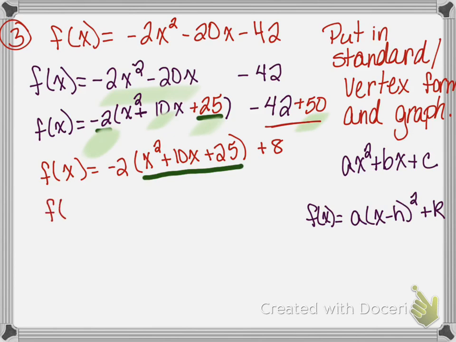So I have f of x equals negative 2 times (x plus 5) squared plus 8. Okay? So now I have it in standard form, or the vertex form, and I am able to pull out my vertex. Okay, so my h value is right here. My k value is right here. So for my vertex, I have negative 5, positive 8.